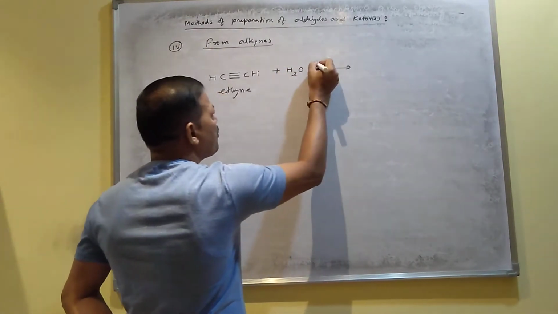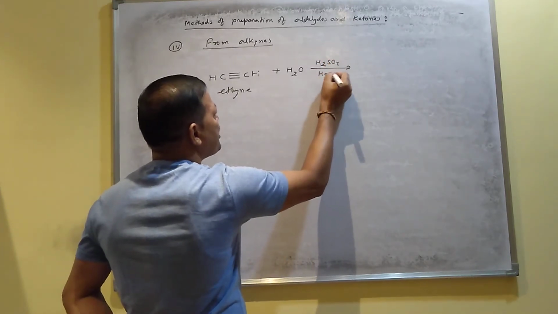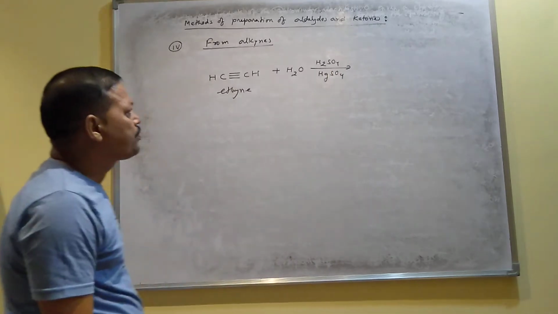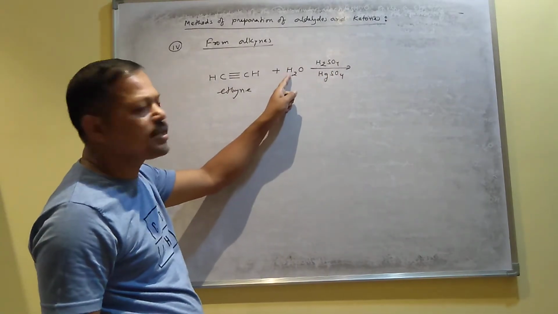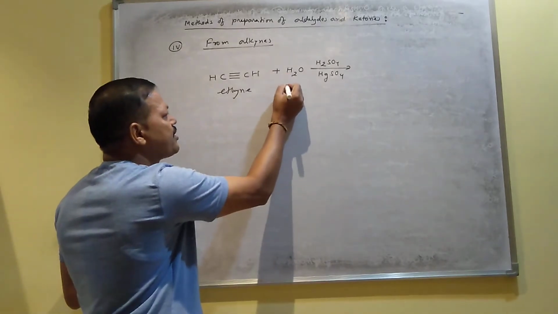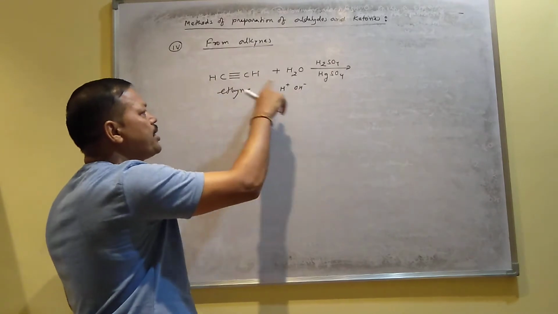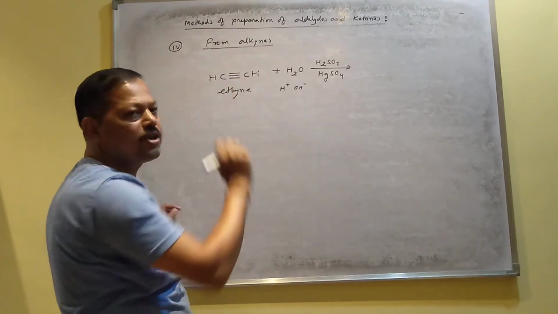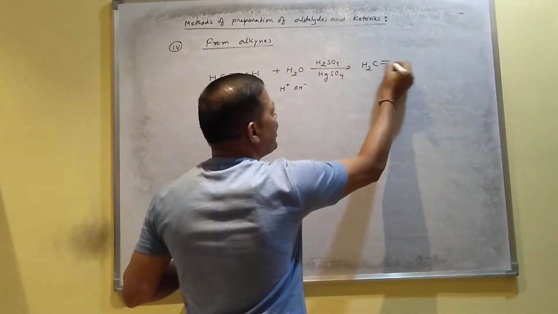in presence of H2SO4 and mercurous sulfate HgSO4, then in presence of acid, water produces H plus ion and OH minus ion like this. H plus will join with one carbon, OH minus will join with another carbon, and the triple bond is converted to a double bond. Ultimately we will get the compound like this.